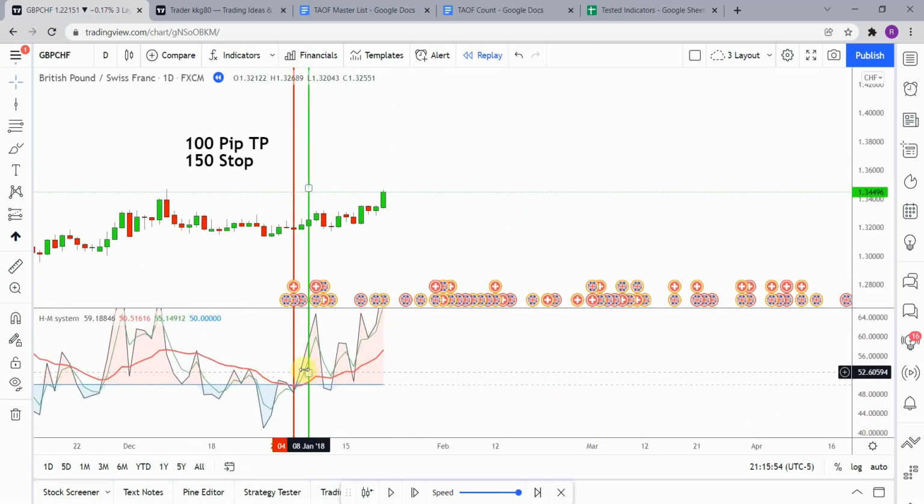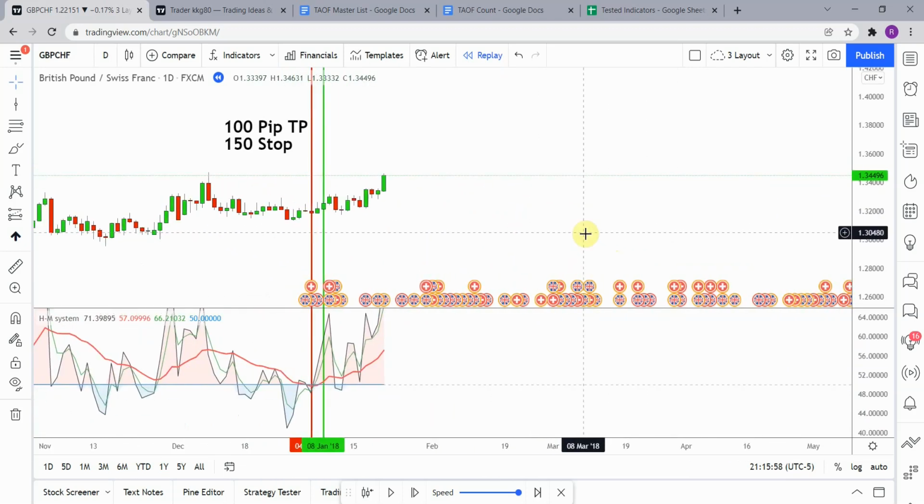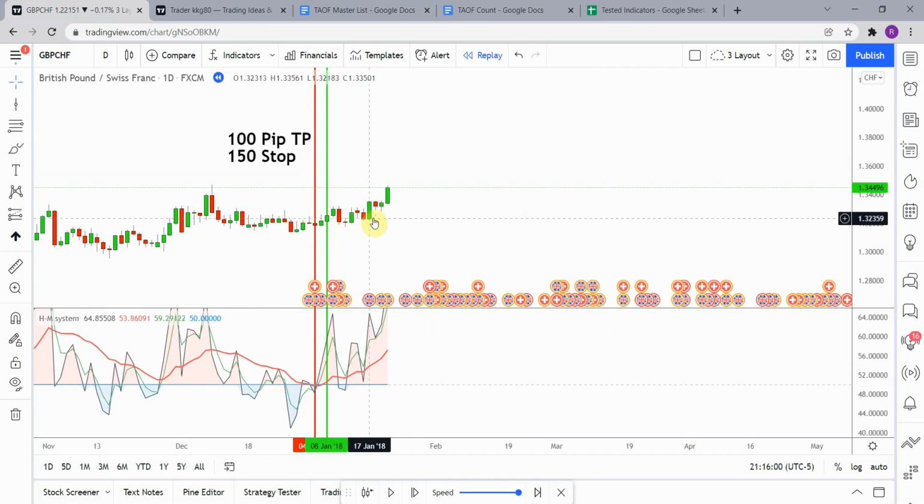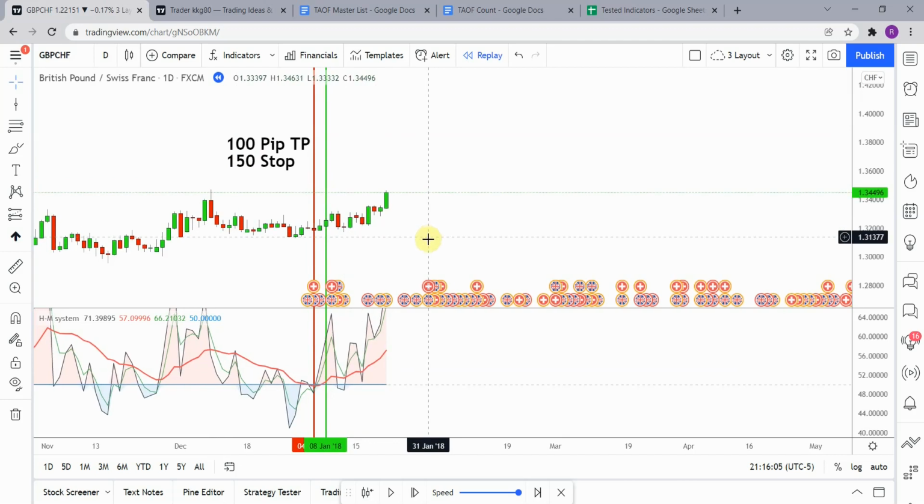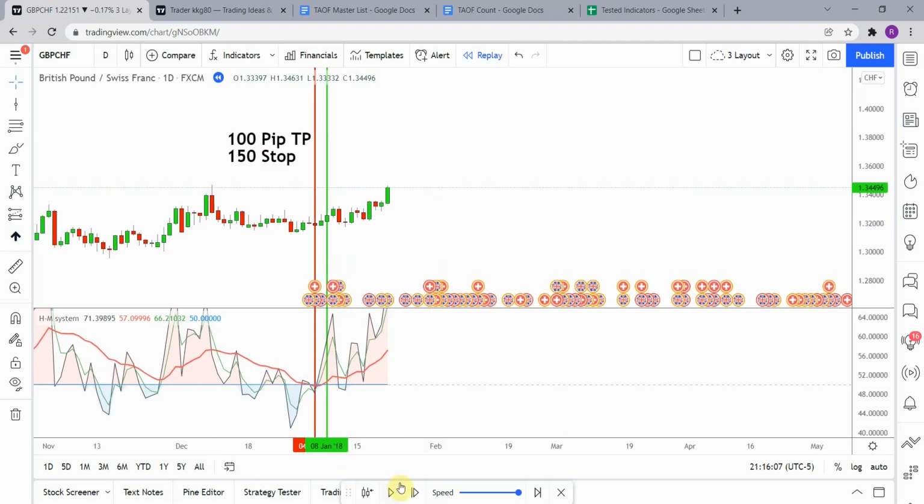above that 50 mark, and then we see that red line actually cross back above. Now we get a little bit of consolidation and pullback there, but we're able to avoid our stop, and price action then pushes up pretty nicely, getting to the take profit. Let's go ahead and continue on.